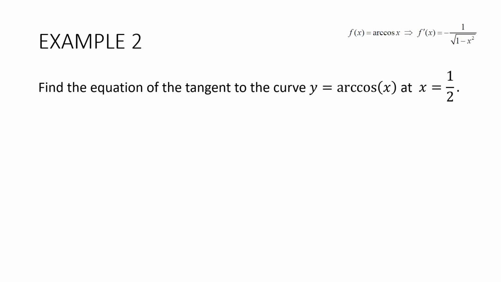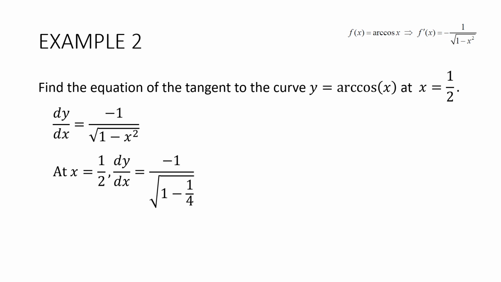And example 2, find the equation of the tangent to the curve y equals arc cos x at x is equal to a half. So we'll start by finding the gradient of the tangent. So let's differentiate. The derivative of arc cos x is negative 1 all over the square root of 1 minus x squared. Now we want the gradient of the tangent at the point x is equal to a half, so let's substitute that in. At x equals a half, dy/dx is equal to negative 1 divided by the square root of 1 minus a quarter. Tidying that up, we end up with negative 2 over root 3.